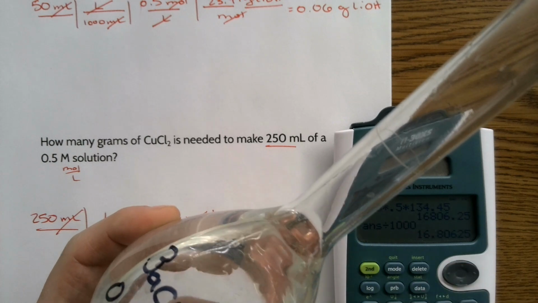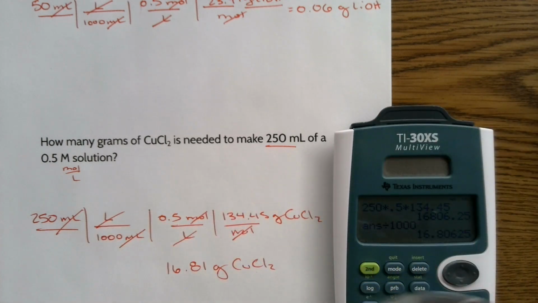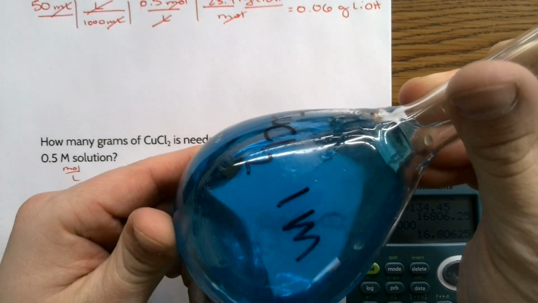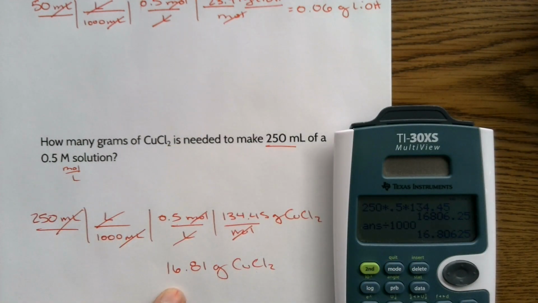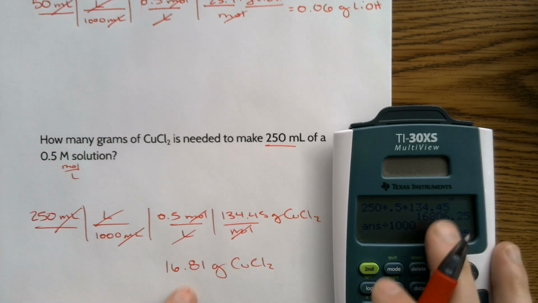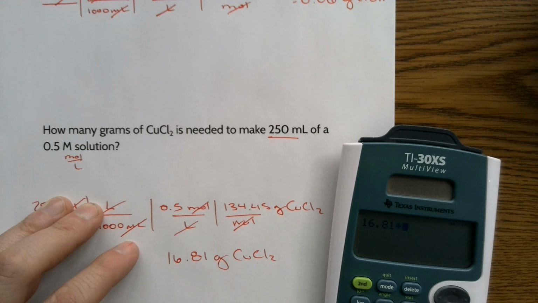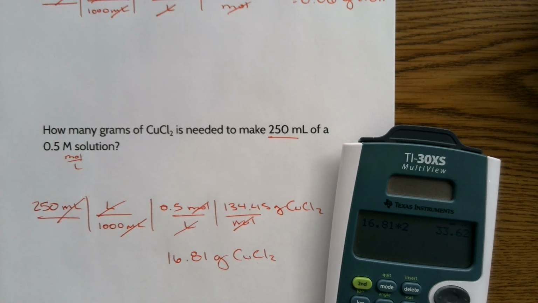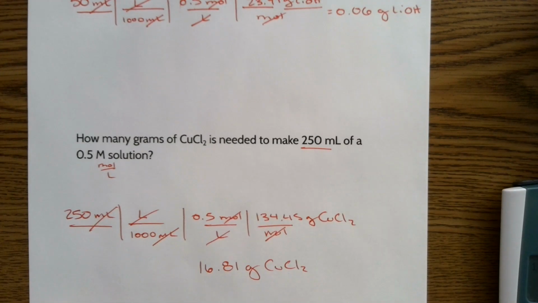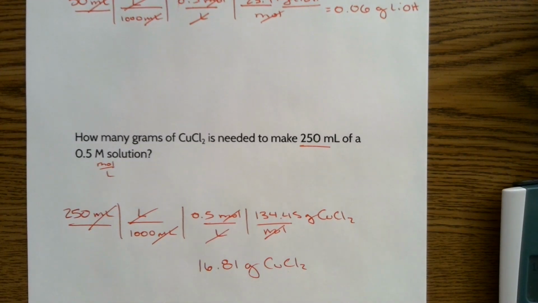We're going to be doing this in class. I'm going to have you create some solutions. So this solution of 0.5 molar copper chloride is going to need 16.81 grams. If this one's 1 molar, then I need to double this in order to make a 1 molar solution, if that's making sense. So I'm going to need about 33.62 grams in order to make a 1 molar solution of copper chloride in 250 milliliters.